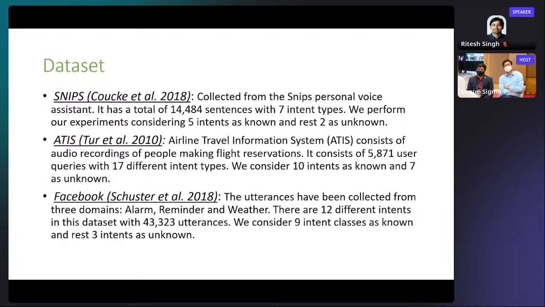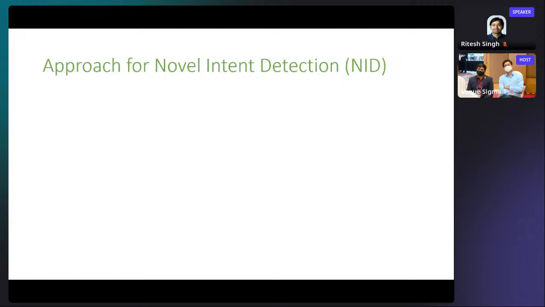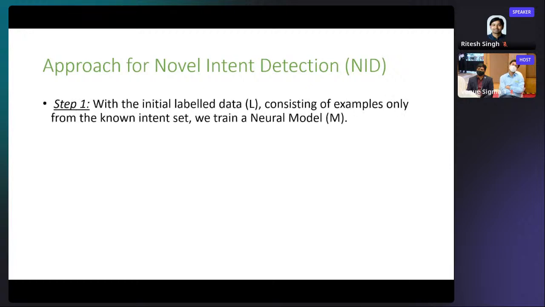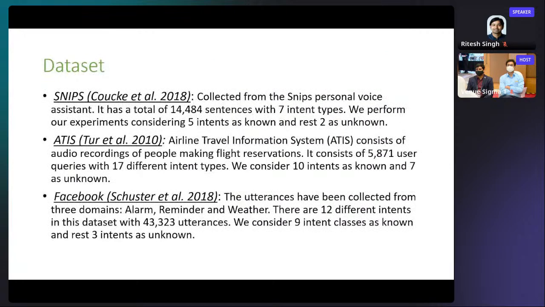Now let's discuss the approach for novel intent detection in detail. We term this algorithm NID. In the first step, there is a labeled initial data. It consists of examples only from the known intent set. We train a neural model M. So here in SNIPS, only 5 known intents are in the training set out of 7. In case of ATIS, 10 intents are known out of 17. In case of Facebook, 9 intents are present in the training set out of 12.